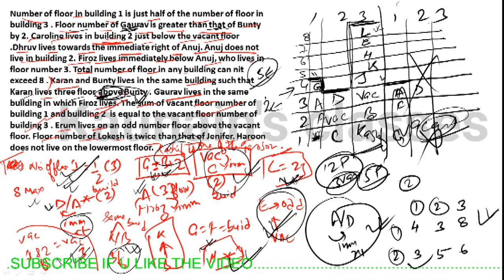So we are done with the hint. We are done with the puzzle. All hints are utilized and every person is placed.